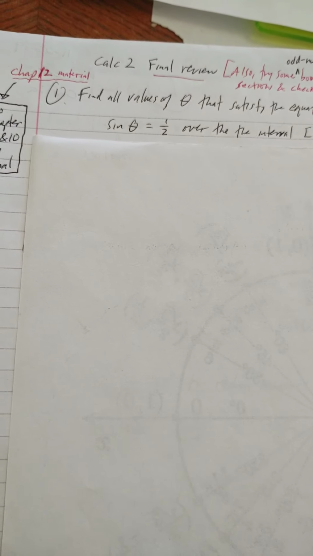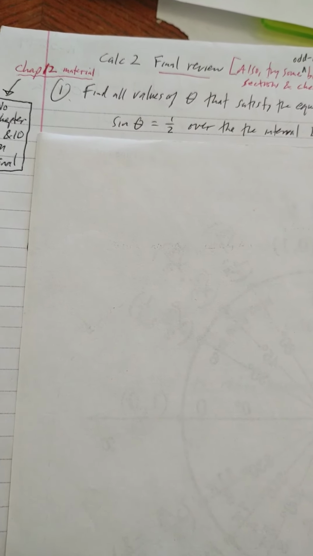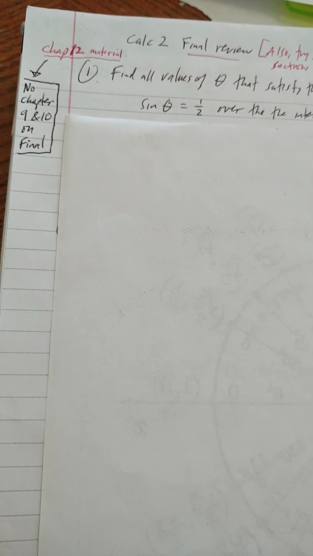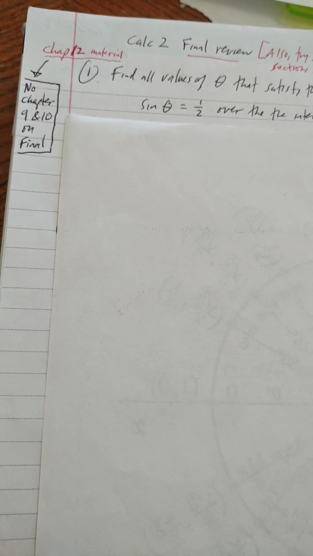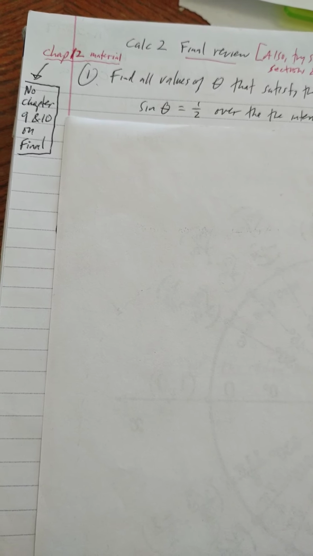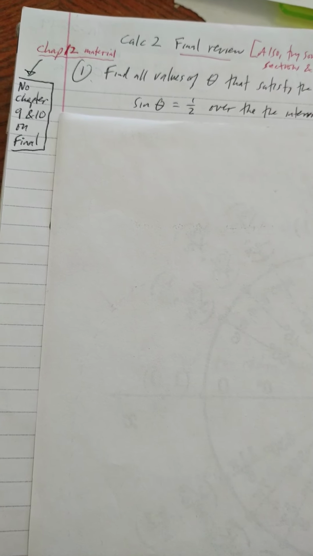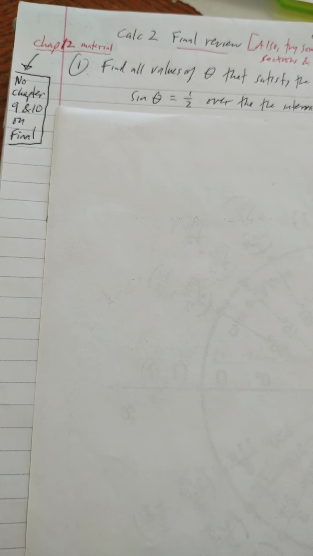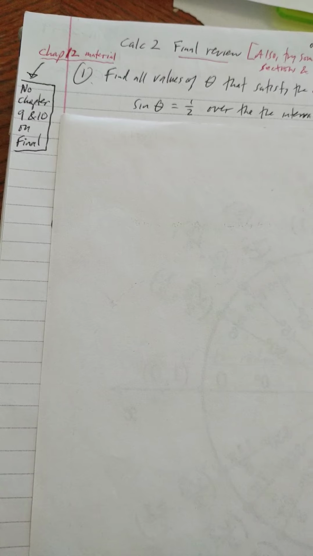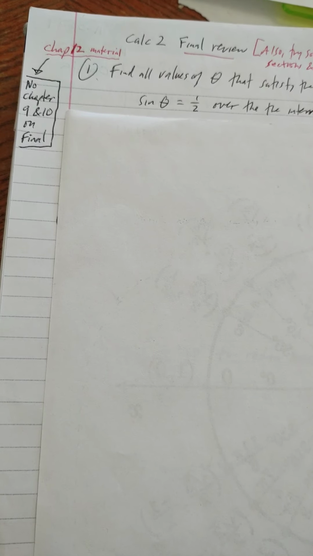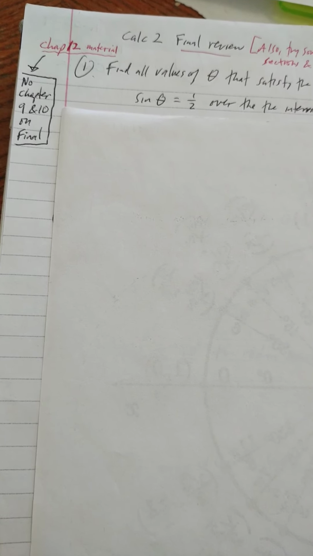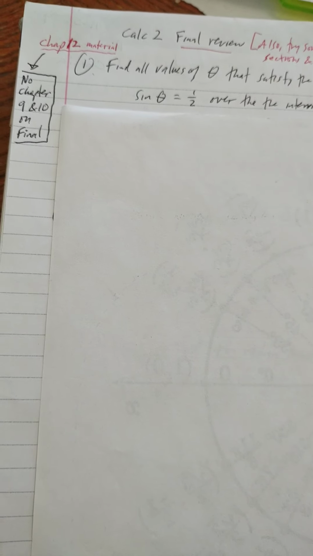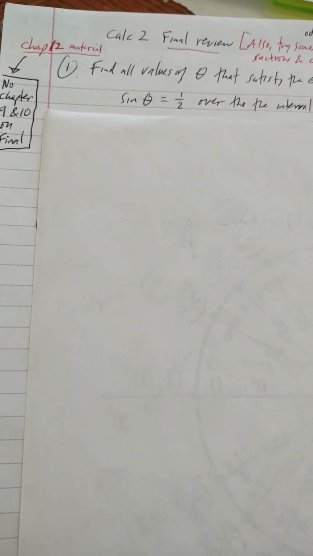Okay, so here's question 1. We're going to go over chapter 12 today, more chapter 12. And by the way, as you can see there, there's going to be no chapter 9 or 10 on the final. So do not study chapter 9 or chapter 10. They will not be on the final exam. But the other chapters will: 6, 7, 8, and 12. I believe we skipped chapter 11. Anyway, you can get the exact sections from a prior email.